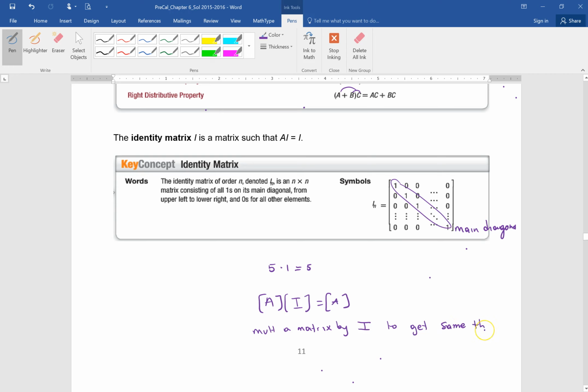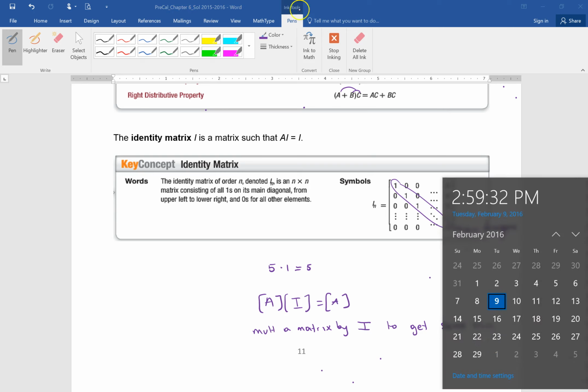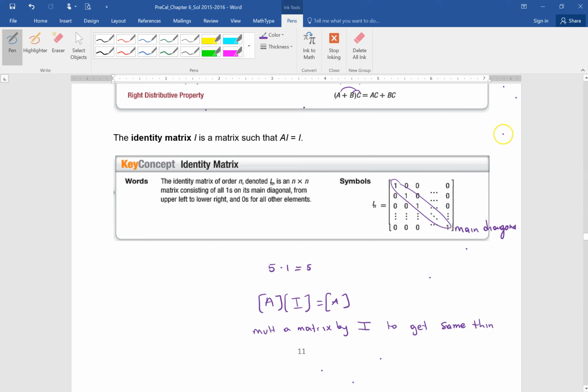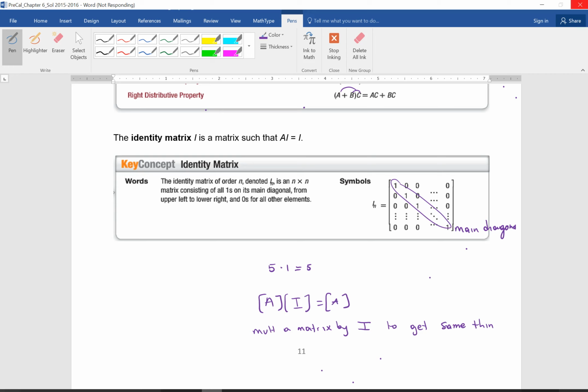No, I as in capital I as in the identity matrix. Why would you want to get the same thing back? Well, you didn't ask me that question when I asked you the one about the 5. Sometimes you just have to. Okay. Well, you're never going to want to get the same thing back, but I'm just saying that the identity matrix is the same thing as the number 1. Right? For all intents and purposes, that's what it is.